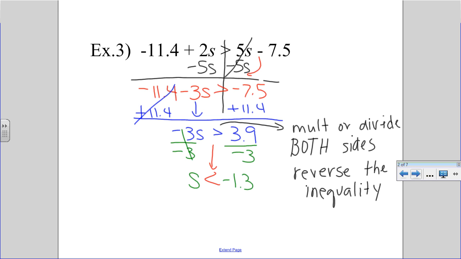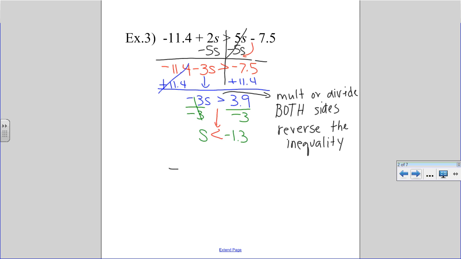Now I do want to check real quick in the book, guys. Your assignment's on page 45. If I take a look on page 45, I'm going to check and see if we have to graph these. They do want you guys to graph these. So how would you graph this? S is less than negative 1.3. What would I have to do? Obviously, you're drawing your number line, correct? Austin, what would I have to do?